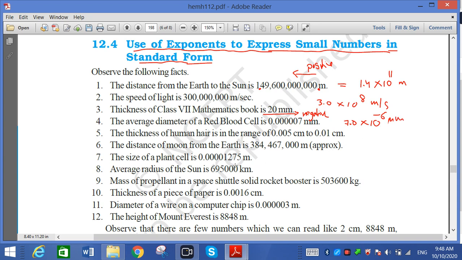Always remember, when we shift the decimal from left to right, negative; from right to left, positive. So again the point is here, 1, 2, 3, 4, 5. After 5 digits the point. So 1.275 into 10 to the power 5, because I shifted 5 places. 1, 2, 3, 4 and 5. Now here, if the decimal point is not described, it means it is at the last. 1, 2, 3, 4 and 5. So 6.95 into 10 to the power 5.